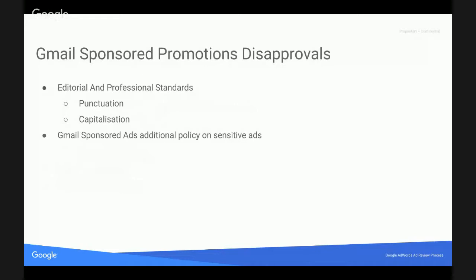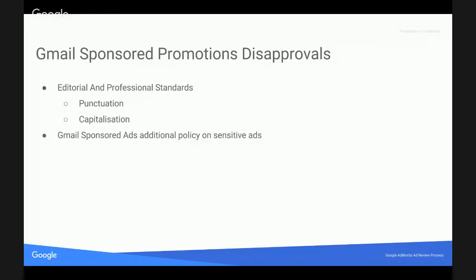And then there are Gmail sponsored ads' additional policies on sensitive ads. Maybe you'd like to follow up on that? Yeah, Gmail actually has additional policies. My advice would be, if you are planning to advertise in Gmail, go to the Gmail Help Center, where all the policies relating to advertising are listed. If you are in a category or industry where your ads would be classified as sensitive, just check on the Gmail Help Center page whether you're allowed to advertise on Gmail or not.